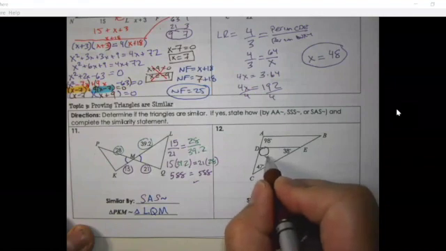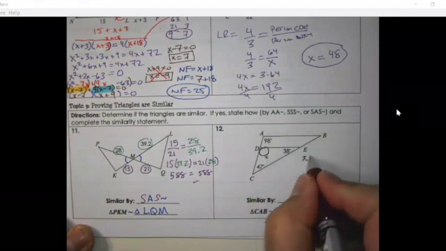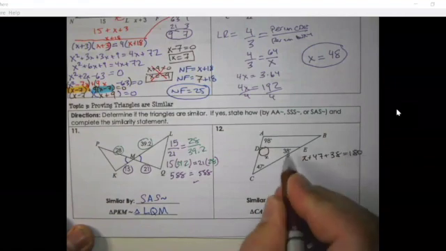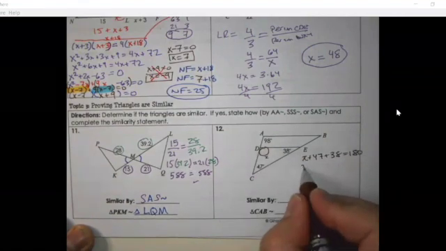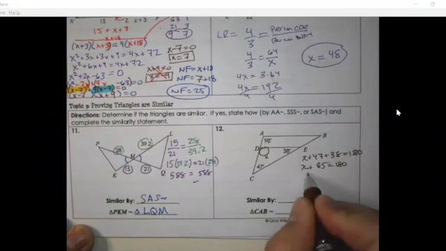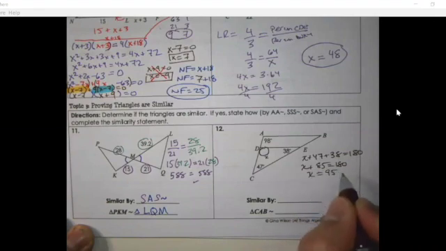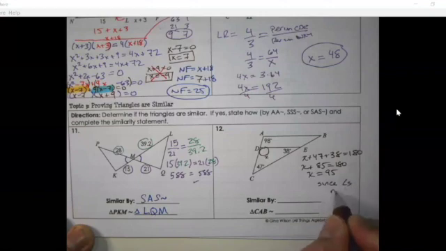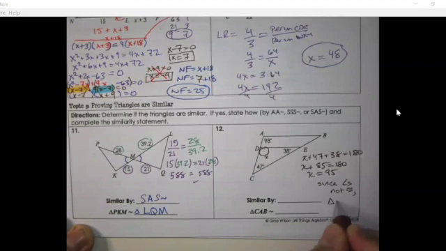So I'm going to call this X for now. I'm going to say X plus 47 plus 38 has to equal 180 because this makes a triangle. So X plus 85 equals 180, subtract 85, X is 95. Oops, it was supposed to be 98. So therefore, these angles are not congruent. Since angles not congruent, triangles not similar.